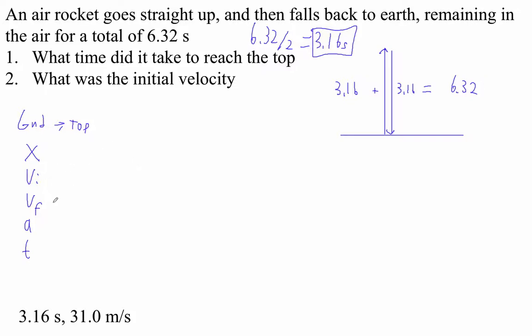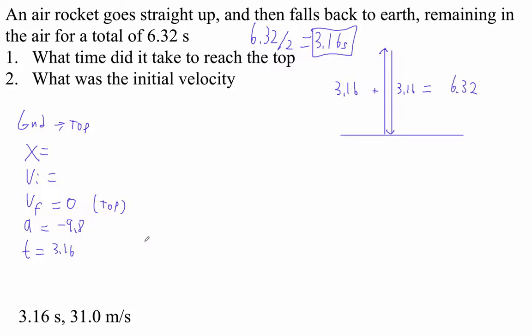What do we know? The final velocity at the top is 0, because it's at the top. The initial velocity, we don't know. X, we don't know. Oh, hey, we do know some things though. Acceleration is negative 9.8, and the time is 3.16.